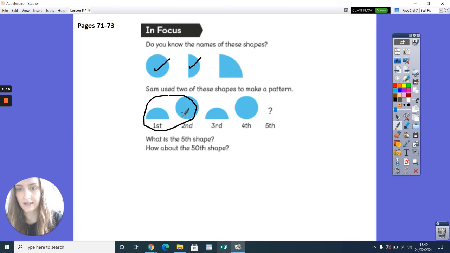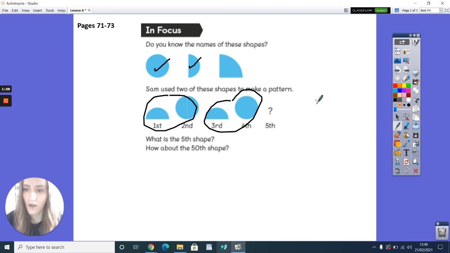So it's the semicircle, circle. It's a semicircle, a circle, a semicircle, a circle, a semicircle, a circle, and so on.